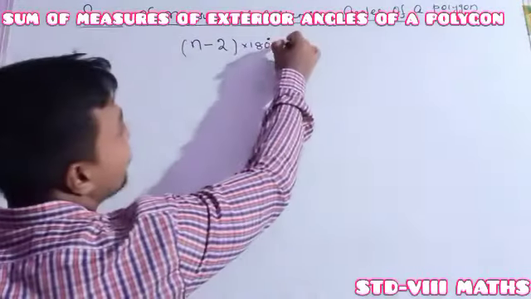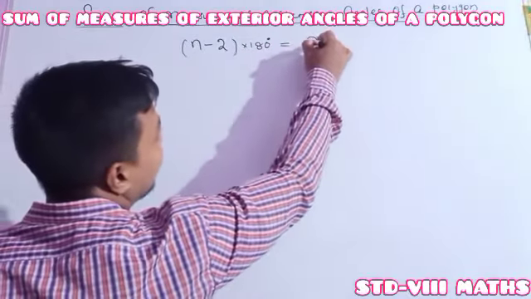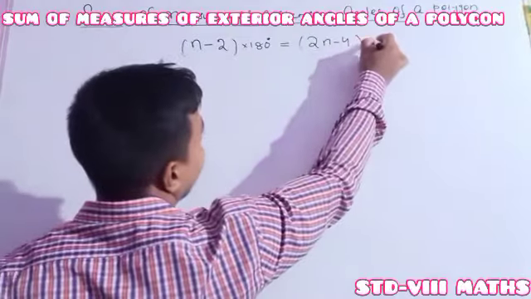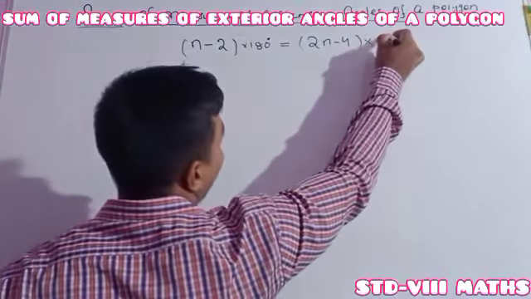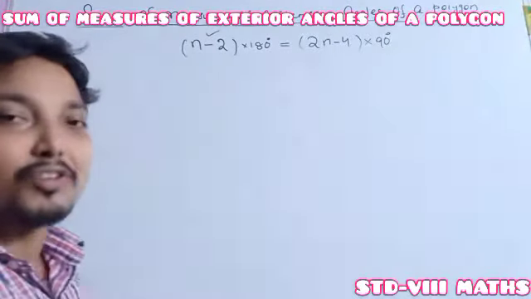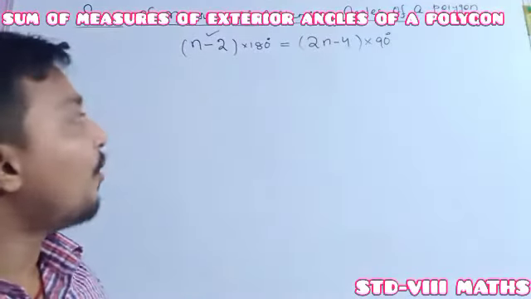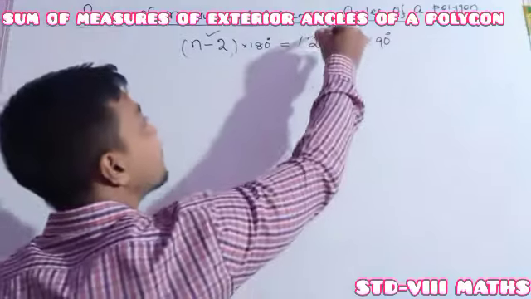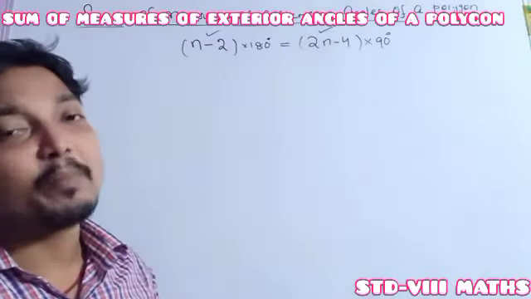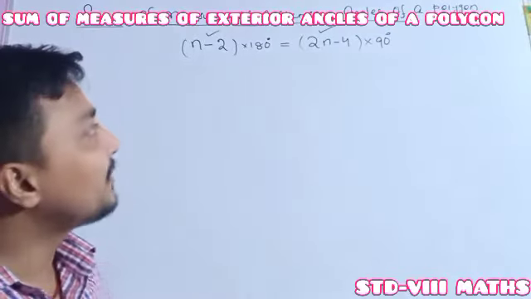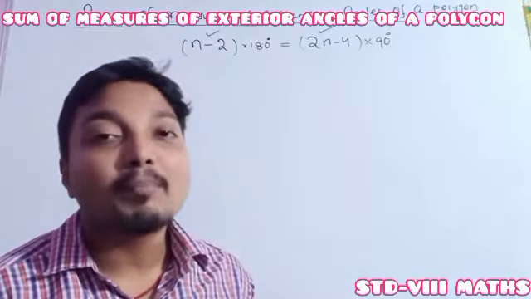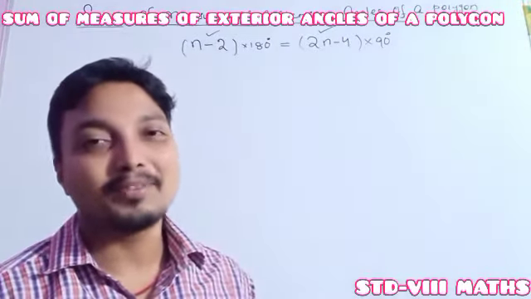It is also the same as (2n minus 4) times 90 degrees. So one may remember either of these formulas to find the sum of the interior angles of any polygon. Today we will discuss the sum of the exterior angles of any polygon.